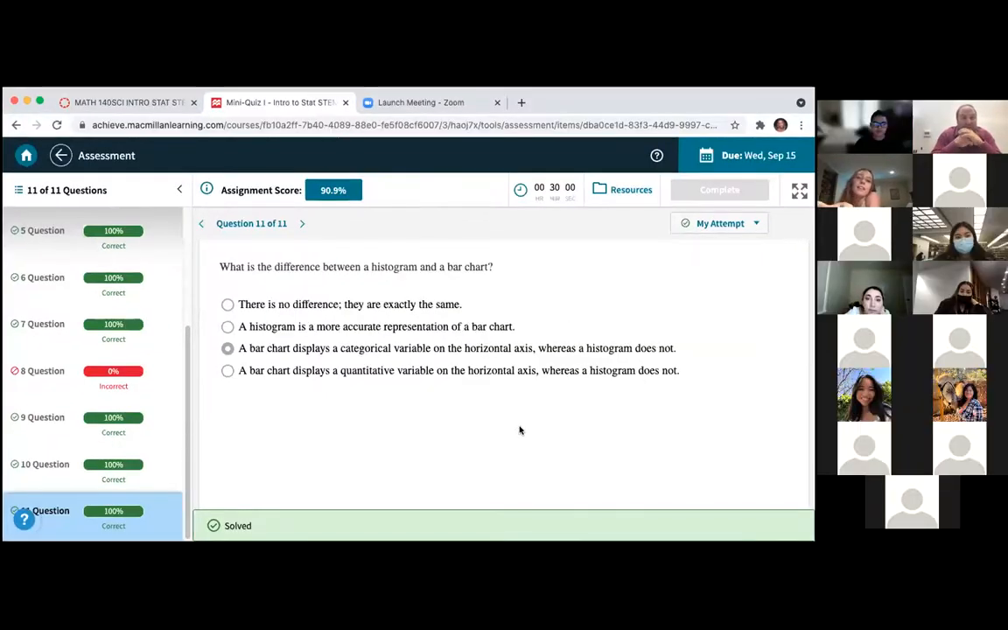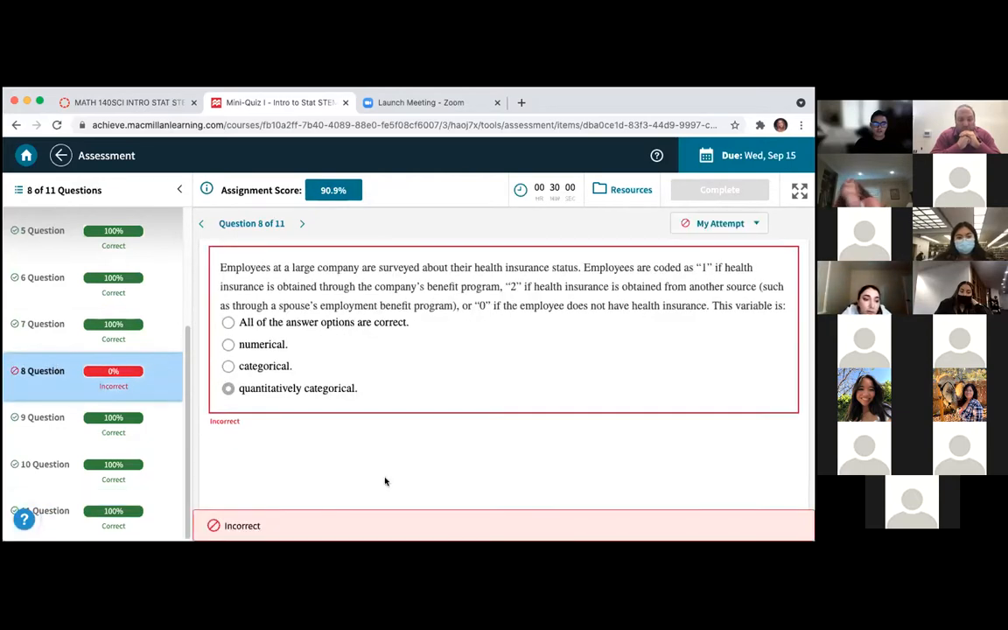Okay, what's the difference between a histogram and a bar chart? So remember, a histogram is used for, not this question, this one, sorry. Employees at a large company are surveyed about their health insurance status. Employees are coded as 1 if health insurance is obtained through the company's benefit program, 2 if health insurance is obtained from another source, or 0 if the employee does not have health insurance.